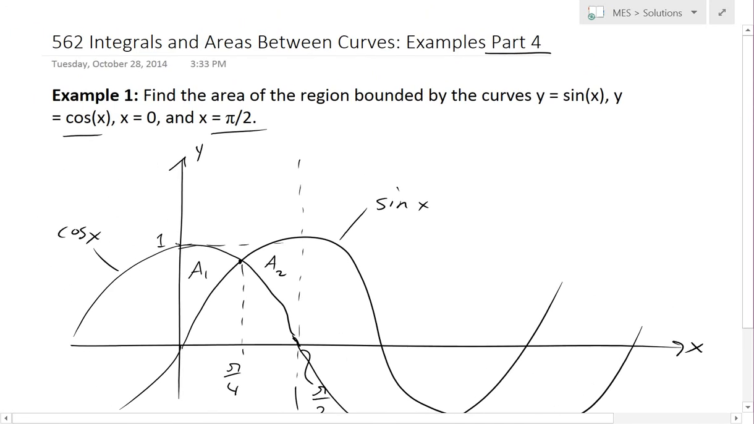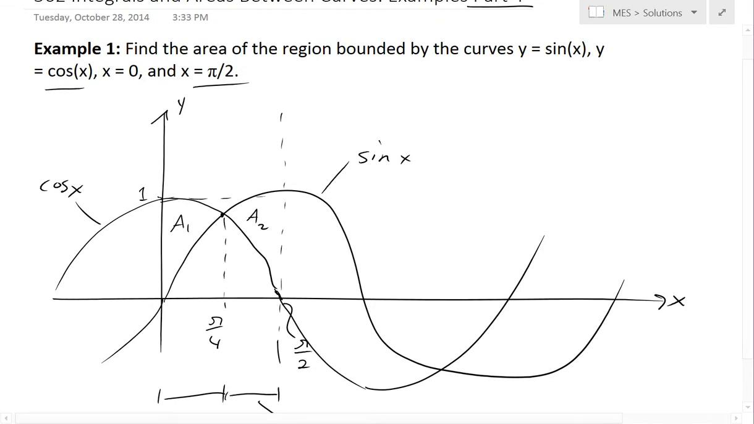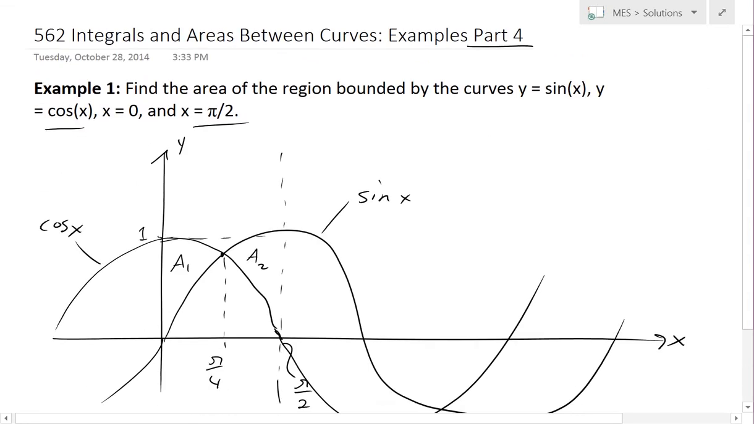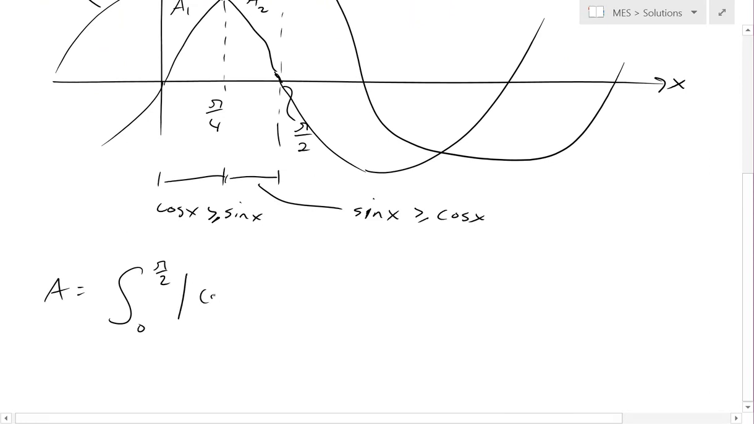So basically, to solve this, we need to do like I showed in my earlier video and find the integral, but in terms of absolute value. So the total area is going to be equal to the integral from 0 to pi over 2 of the absolute value of cos of x minus sine of x dx right here.